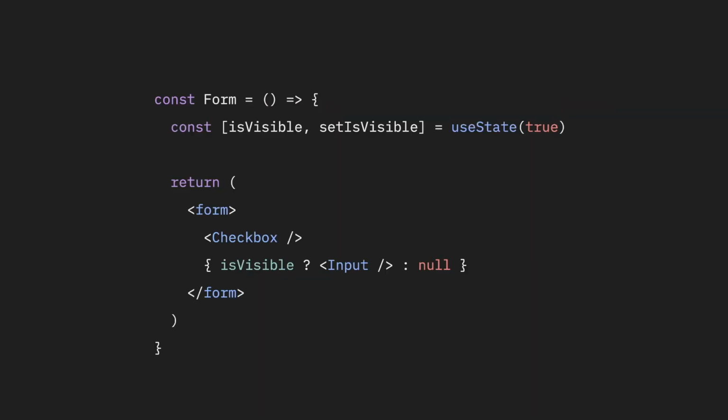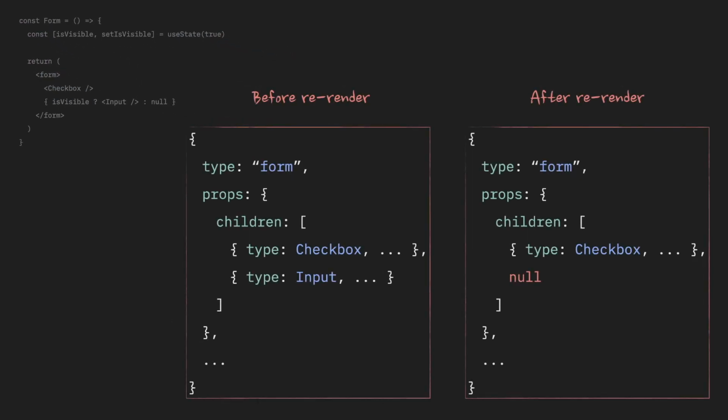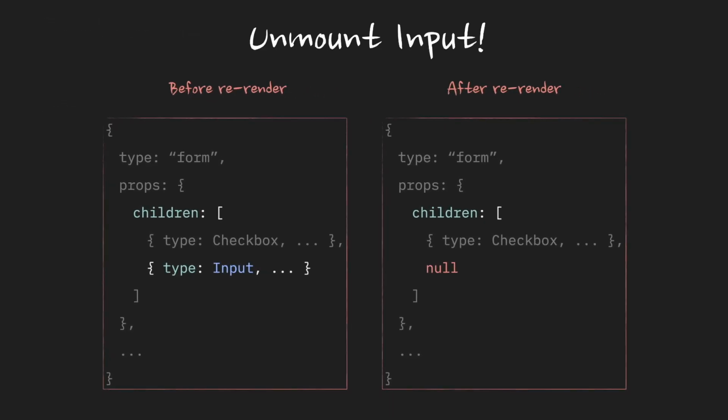If one of the elements is rendered conditionally based on this state variable, the procedure will be exactly the same. Only in this case, the second element in the array will change. Before re-render, we had input component as the second element. After re-render, we have null at this place. That will be the signal to React that the input component needs to be unmounted. And everything that is associated with it, like its instance state and DOM element, should be destroyed.